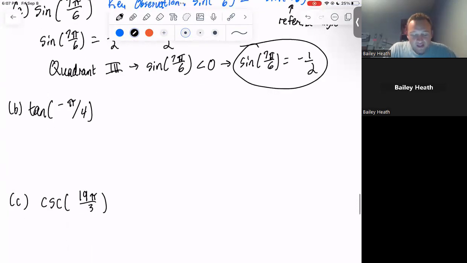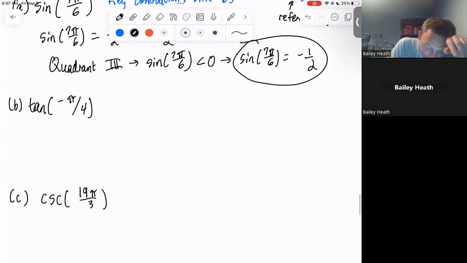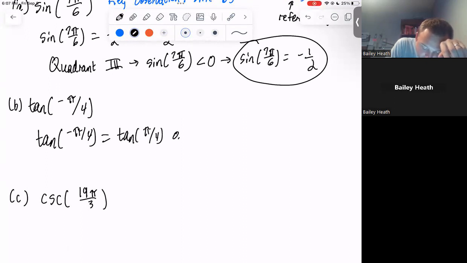Let's move on to tangent of negative pi over 4. So I know that tangent of negative pi over 4 is going to be equal to tangent of pi over 4, or possibly negative tangent of pi over 4. That's how reference angles work, right? We're going to look at just regular old pi over 4. We might need to stick a plus or minus in front of our answer.